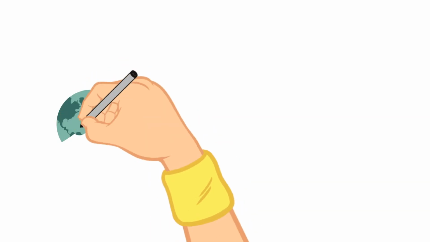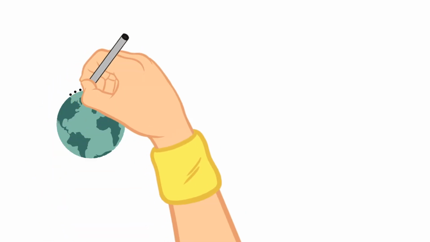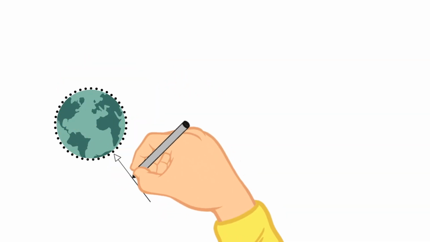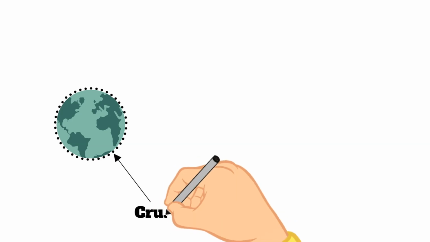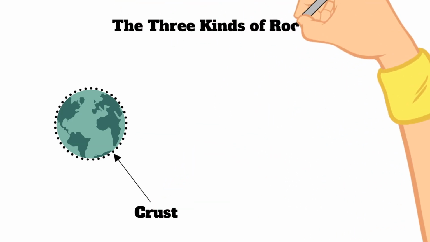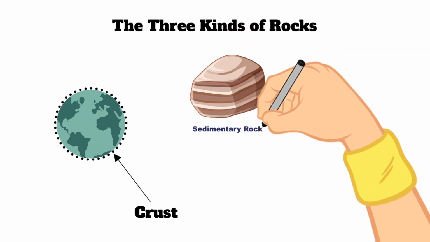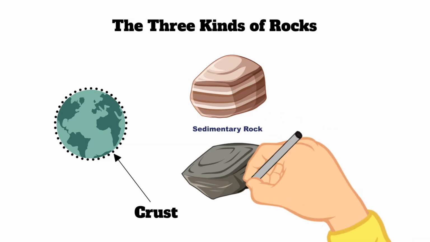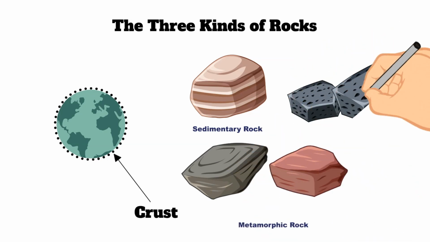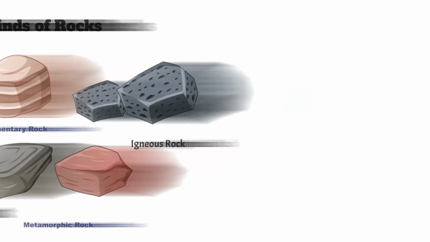Last week, we talked about the different parts of the geosphere. And if you remember, the crust of the Earth was one of those parts. Now, the crust is made up of 3 different types of rocks, and today we are going to discuss them. There is sedimentary, metamorphic, and igneous rock. So let's begin by talking about sedimentary rocks.